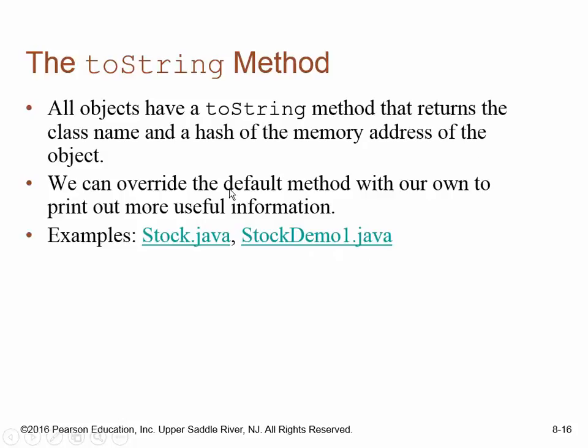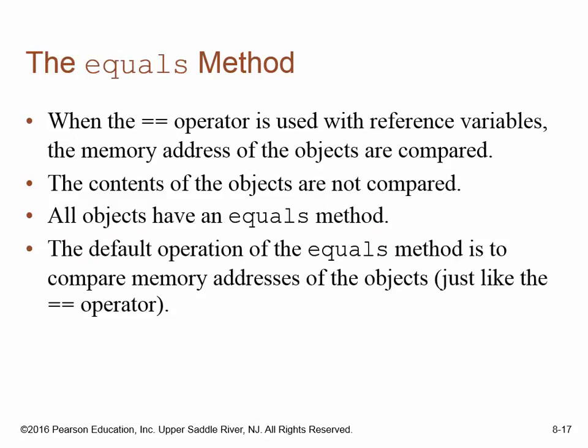So as it says, all objects have a toString method that returns the class name and basically where the address of it is in memory. You typically would want to override that default method and put your own method in there.